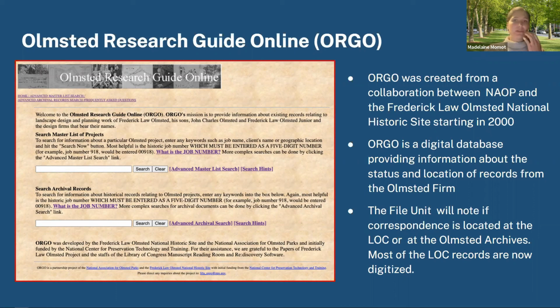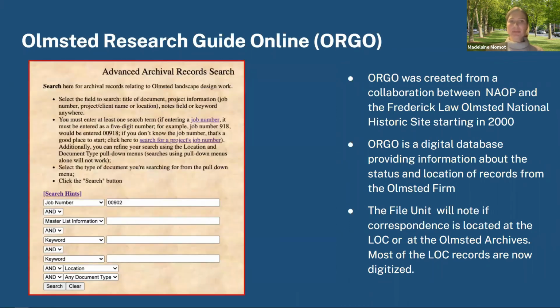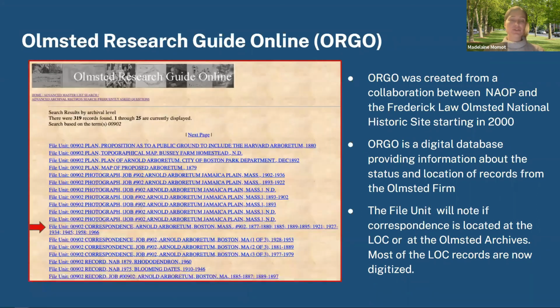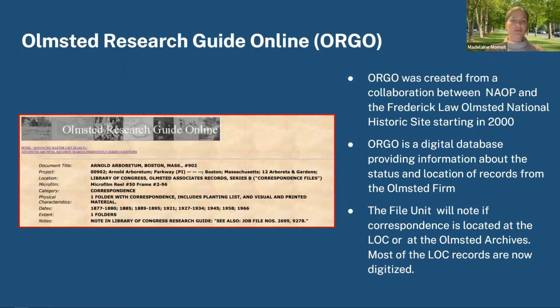There are a couple of ways to search on ORGO, but this is just one example. So starting at the Advanced Archival Records search page, you can enter a job number and click search. The search results will appear as individual file units and can include plans, images, correspondence, or records. And then once you select a result, you're able to view the location of the file.